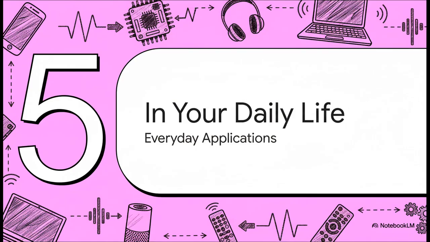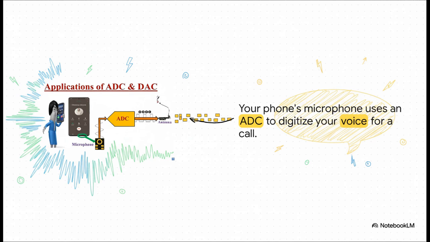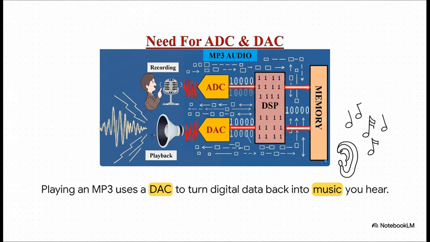So we've gone through the theory, but why should you care about any of this? Well, the truth is, these little translators are absolutely everywhere, working silently in almost every single piece of modern tech you own. Let's go all the way back to our first question. When you talk into your phone, the microphone captures the analog sound wave of your voice. An ADC chip inside that phone instantly samples and quantizes it, turning it into digital data that can be beamed across the network.